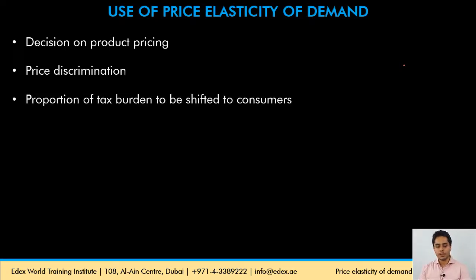Proportion of tax burden to be shifted to consumers. The government might charge indirect taxes on certain products. Now the producer has to decide what proportion of the tax has to be shifted onto the consumer and what proportion of tax has to be borne by the producer himself. If the demand is inelastic, the producer can successfully transfer a major proportion of the tax burden to the consumers. But if the demand is elastic, there are a lot of competitors in the market. The producers cannot conveniently shift the burden of tax onto the consumers and might have to absorb a major proportion of the tax burden.